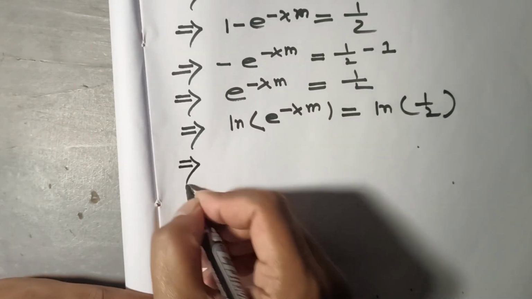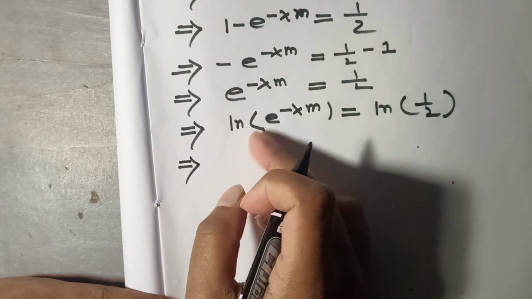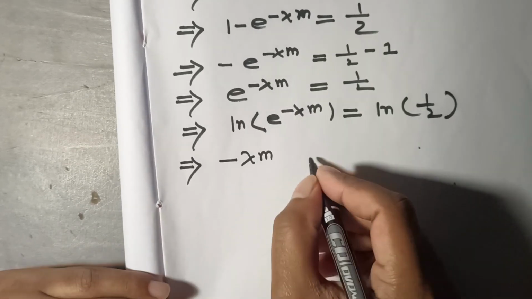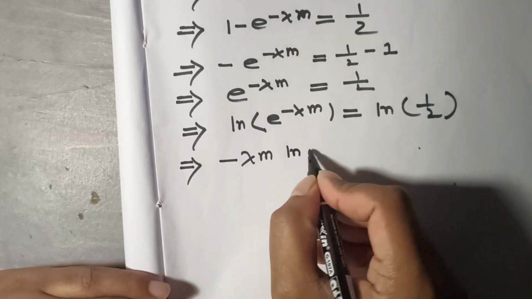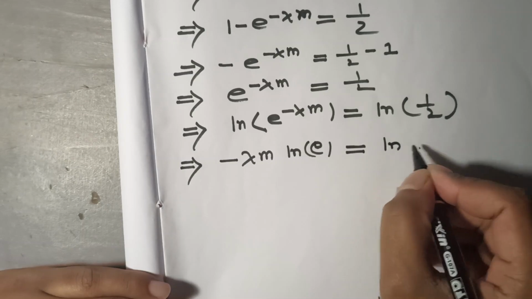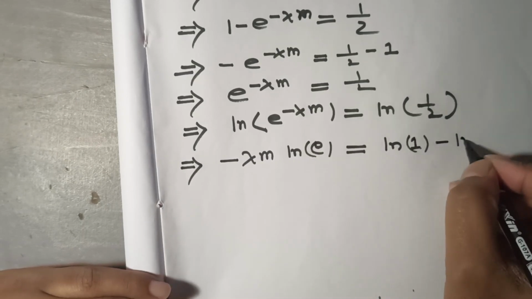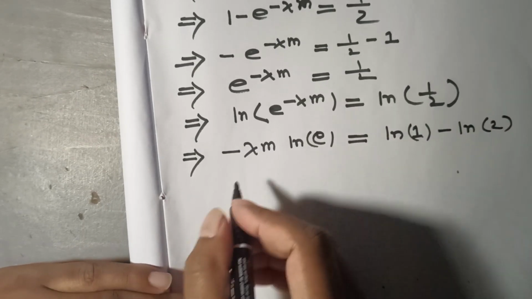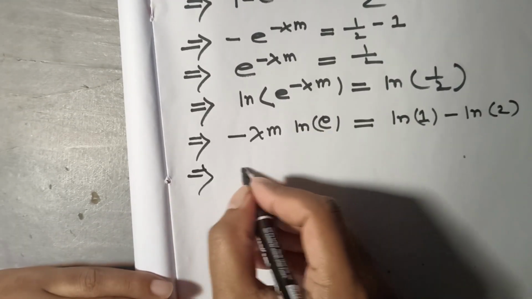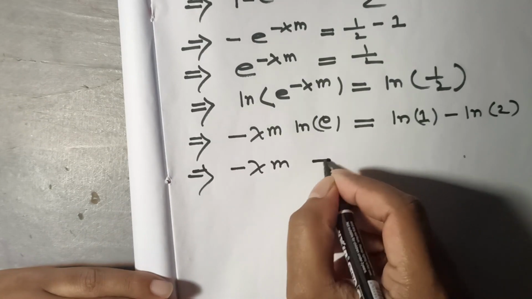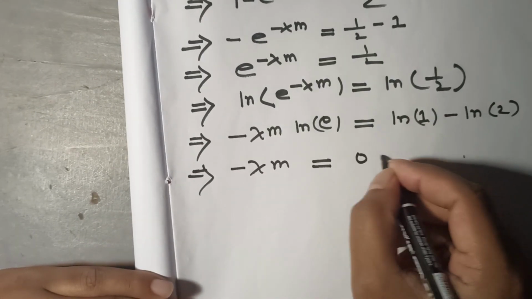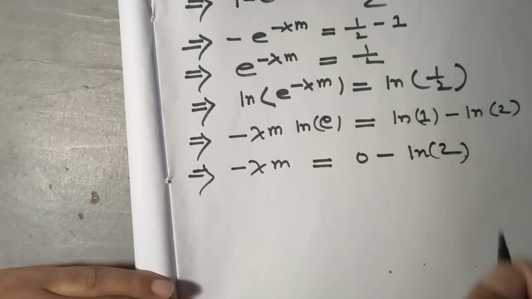Next, the exponent comes down, so we are left with minus lambda m times ln of e equal to ln 1 minus ln 2. The value of ln e is 1, so we are left with lambda m only, and ln 1 is 0, so we will have 0 minus ln 2.